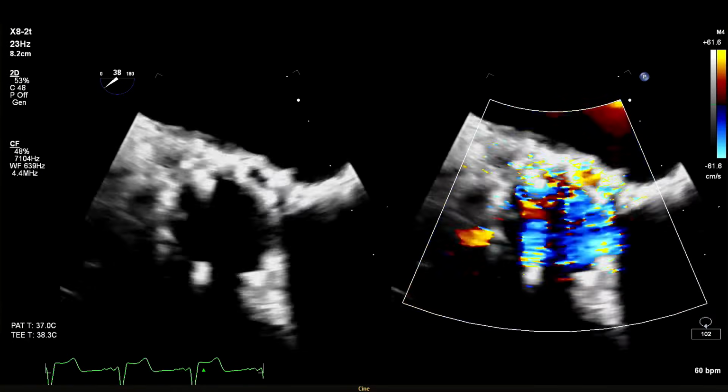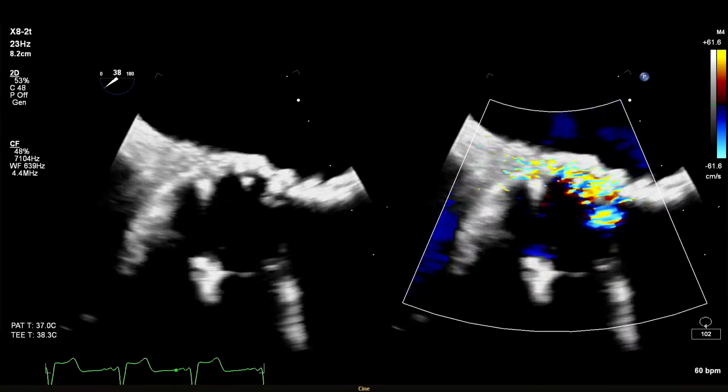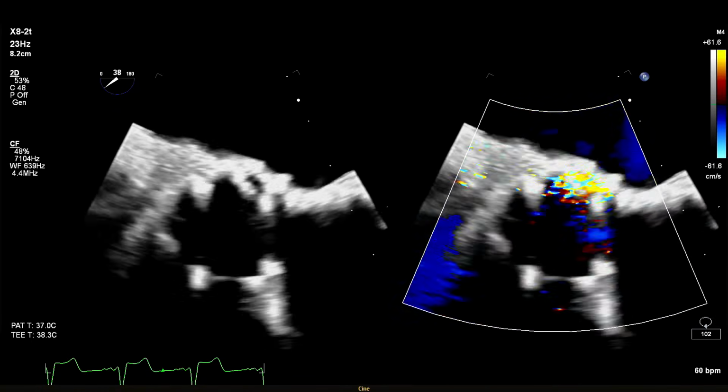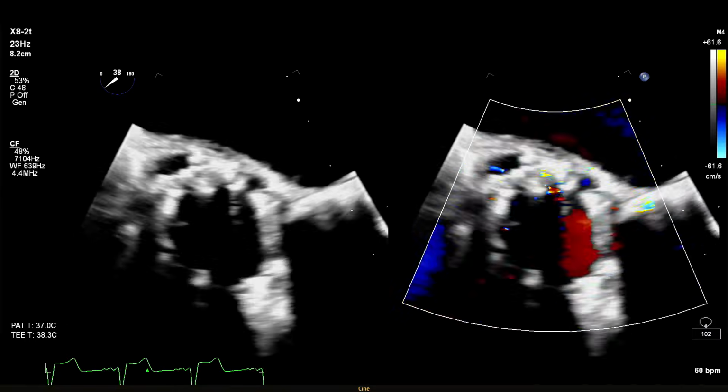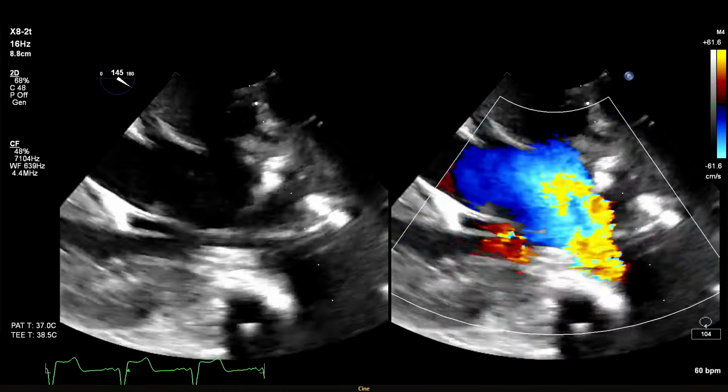This is the short axis, and what is used mostly is the short axis. As you can see here, it is between the native commissure of the non-coronary cusp and the left coronary cusp. That's where most of the PVL is coming from. And this is the criteria that is used. We trace the PVL, and then we trace the frame of the valve. And the ratio, if it's less than 10, is mild, 10 to 30 is moderate, and more than 30 is severe. Here we got 25%, which is close to 30, so it's moderate to severe if you put everything together.